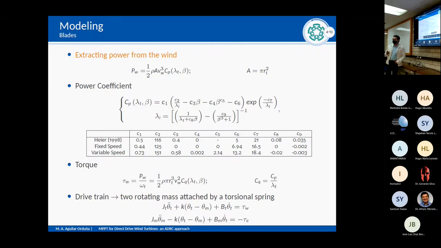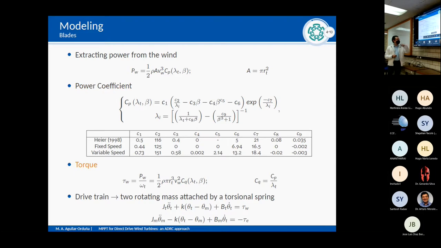The amount of power extracted from the wind by the blades is given by this equation, where rho is the air density, A is the area swept by the blades of the wind turbine, vw is the wind speed, and Cp is a power coefficient. This power coefficient was first proposed by Heier in 1998. Cp is a function of the blade pitch angle beta and the tip speed ratio. It's worth mentioning that the power coefficient is characteristic of the aerodynamic design of the blades.